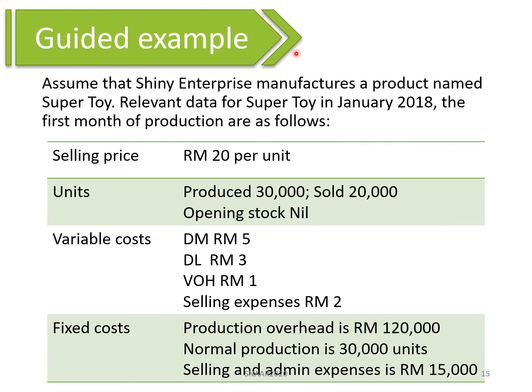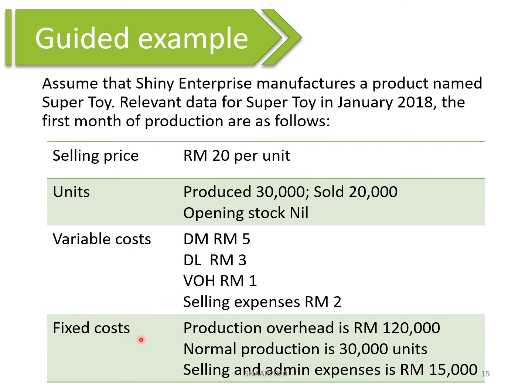Right, we have reached the guided example untuk Shiny Enterprise. They manufacture a product named Super Toy. So, these are the data untuk Januari 2018, the first month of production. So, dia kali pertama produce, first month. Dia bagi you the selling unit, dia bagi the unit yang dia produce, unit yang dia jual. Opening stock dia tak ada sebab dia baru mula production. See here, first month. And then dia bagi you the variable cost. Dia bagi you direct labor, variable overhead. Dia bagi you selling expenses.